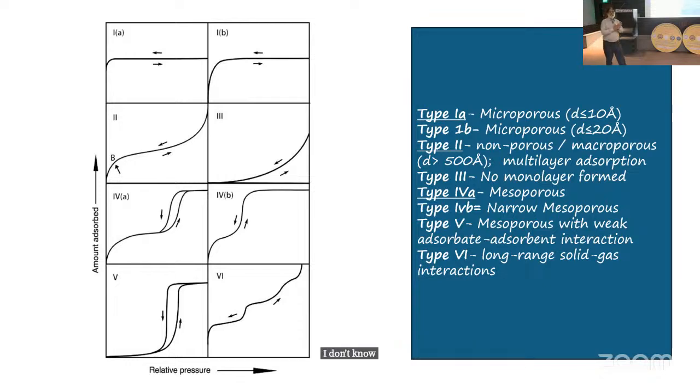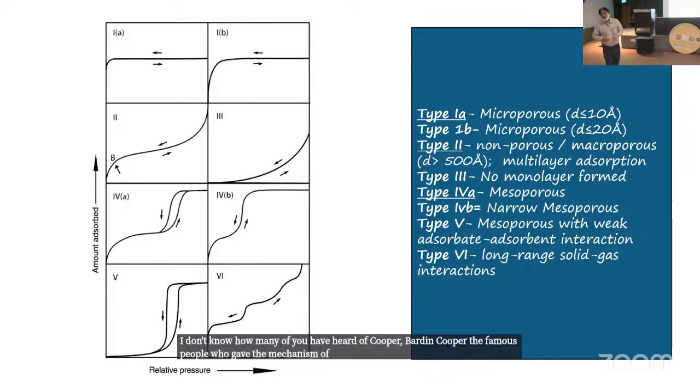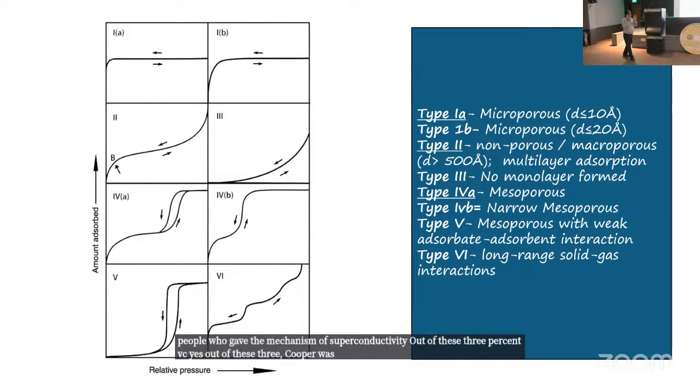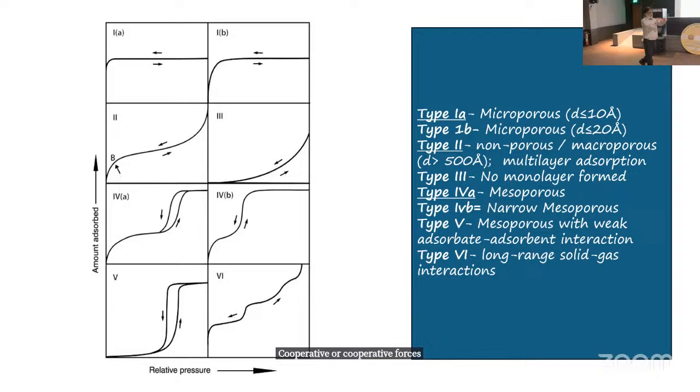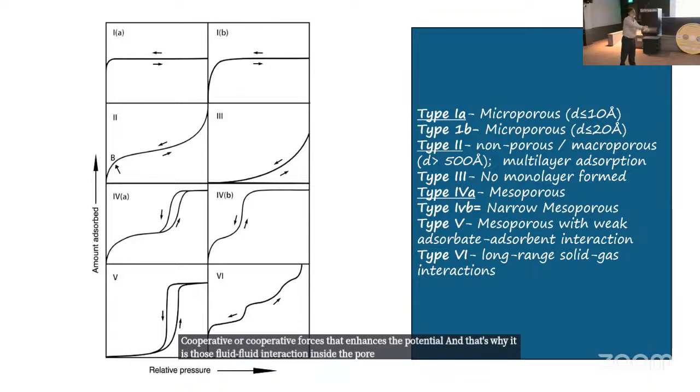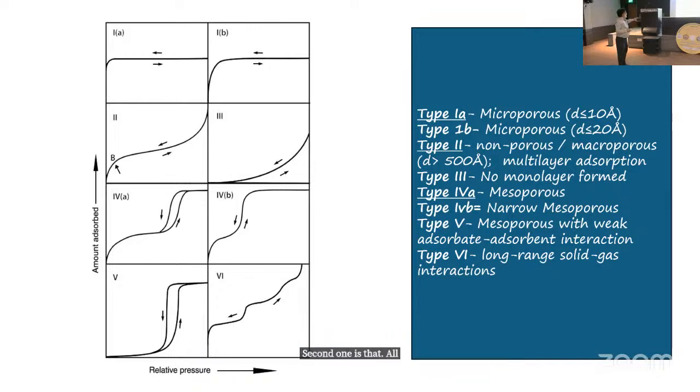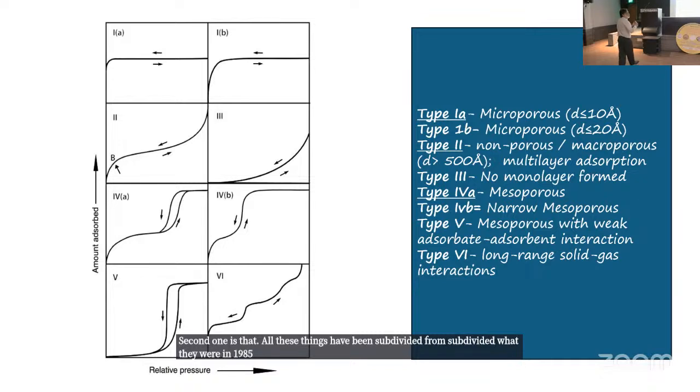I don't know how many of you have heard of Bardeen, Cooper, the famous people who gave the mechanism of superconductivity. Out of these 3 persons, BCS, Cooper was responsible for giving a notion of cooperative forces that enhances the potential. And that's why it is those fluid interactions inside the pore that enhance the force of attraction between nitrogen molecule and the pore. Second one is that. So all these things have been subdivided from what they were in 1985 based on some scientific reasons.